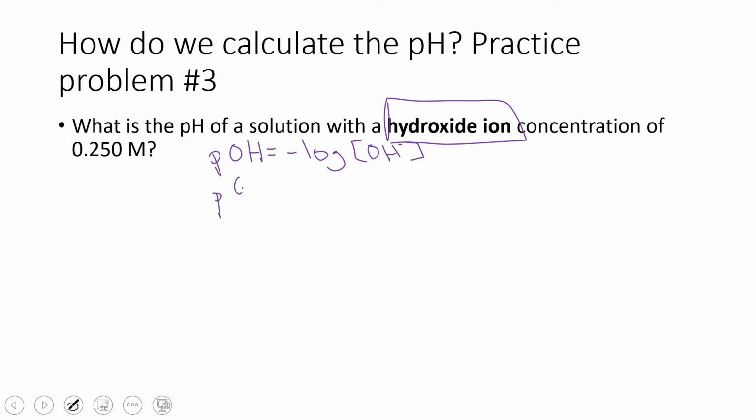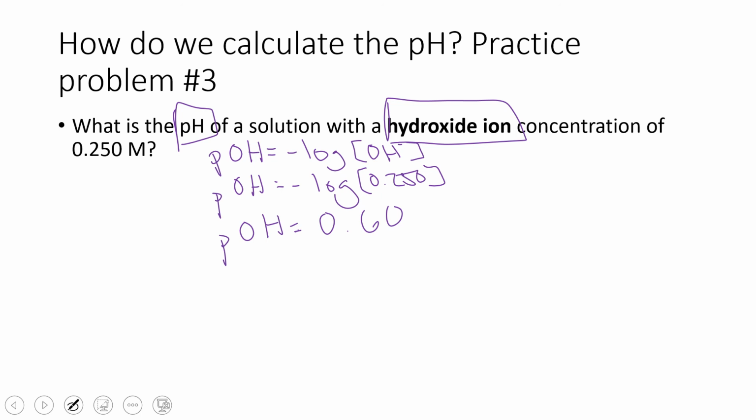We're going to do the same thing as before. We get the negative log of our OH concentration, which is 0.250. So my pOH, because this is the same problem we did in the beginning, is going to be 0.60. However, I'm looking for the pH of the solution. So what I need to do is remember that second equation I said is going to be important: pOH plus pH is equal to 14.